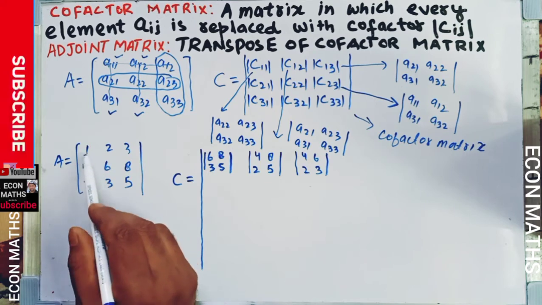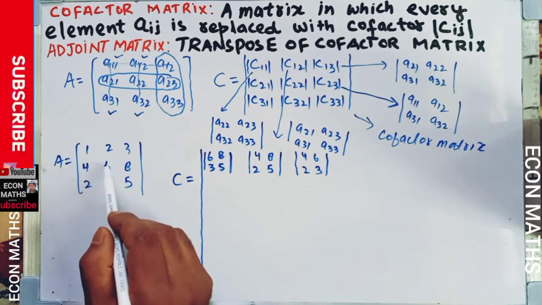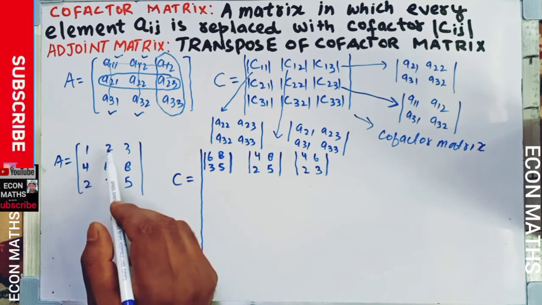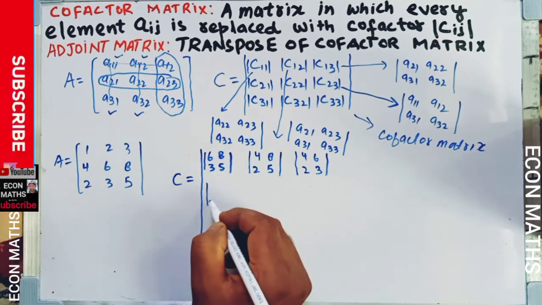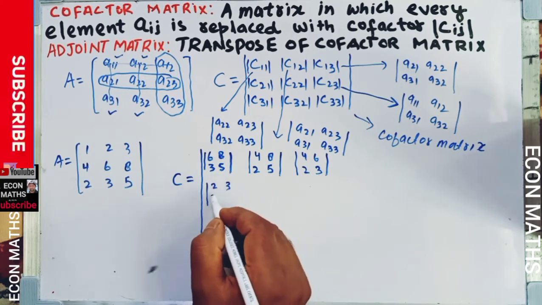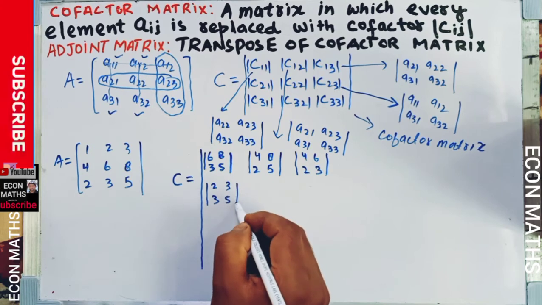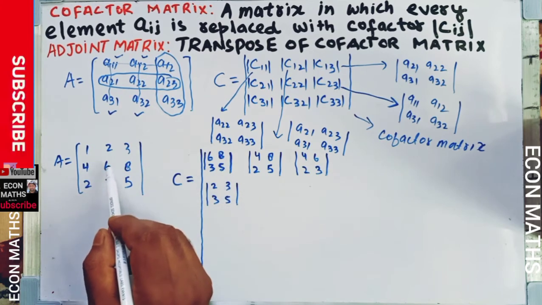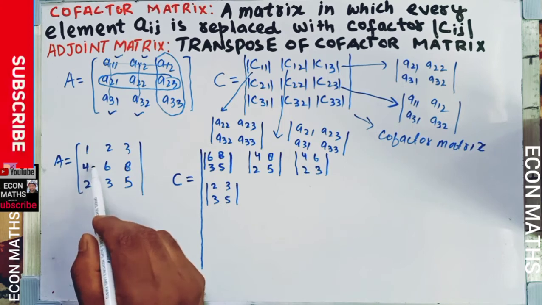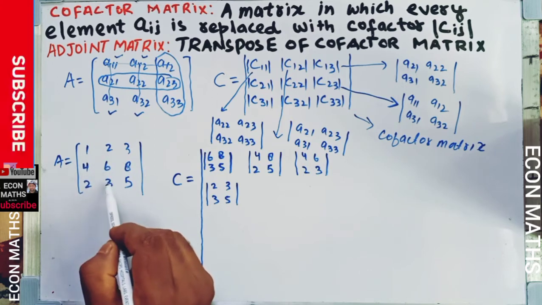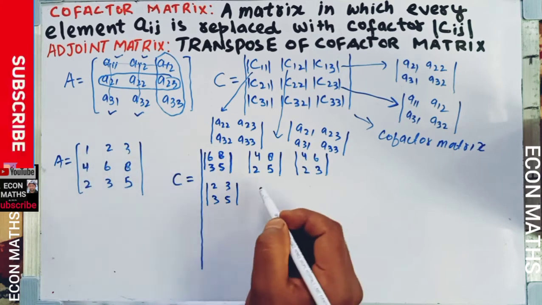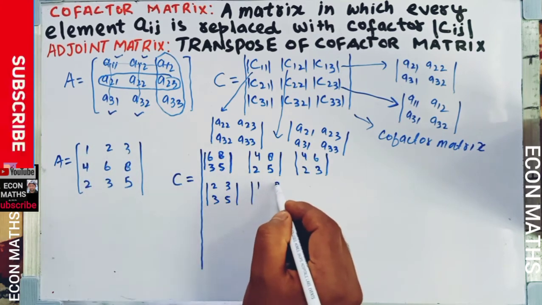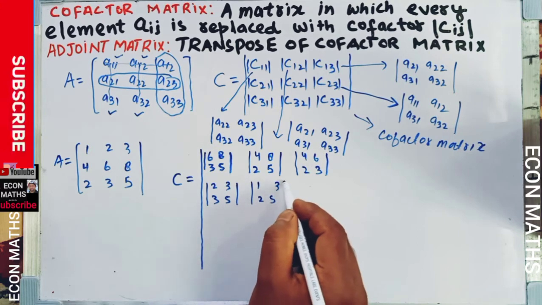So I will delete this column and this row and take the determinant of the remaining elements, that is 2, 3, 3, 5. So I will write here 2, 3, 3, 5. Similarly here 6, I will delete the row and the column in which it appears. Now the remaining elements are 1, 3, 2, 5. So I will write here 1, 3, 2, 5.